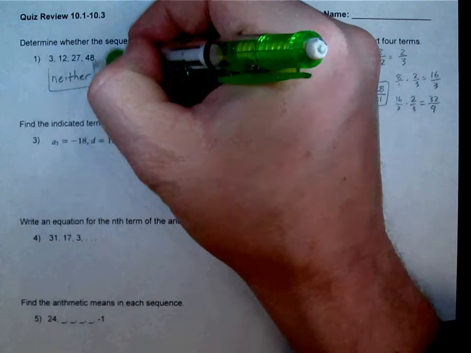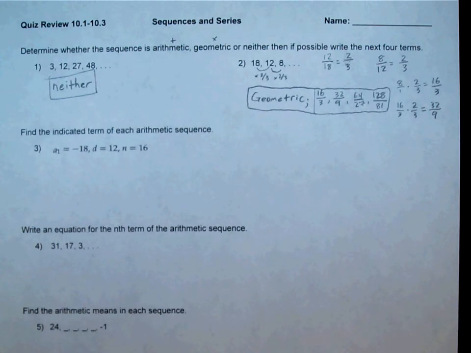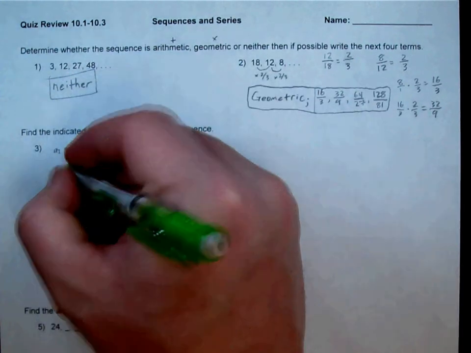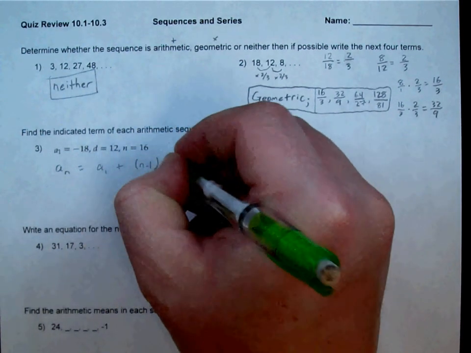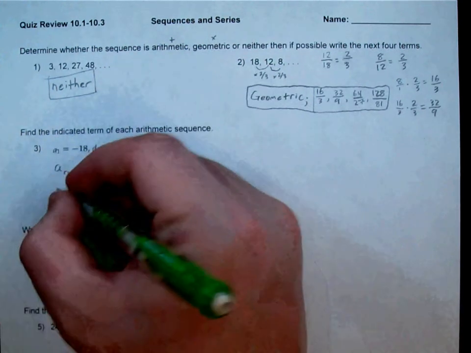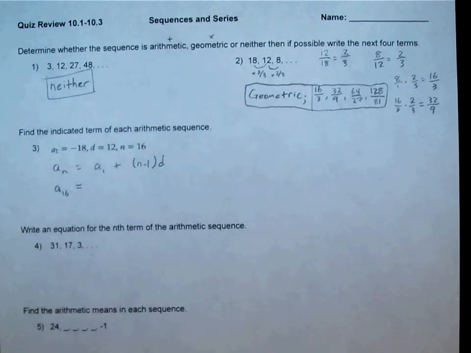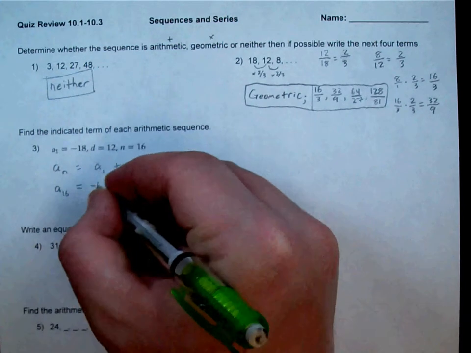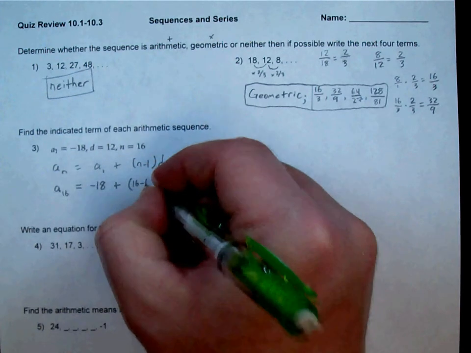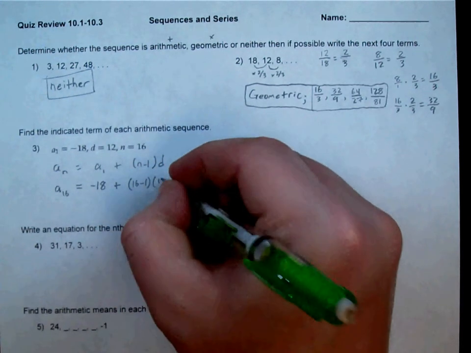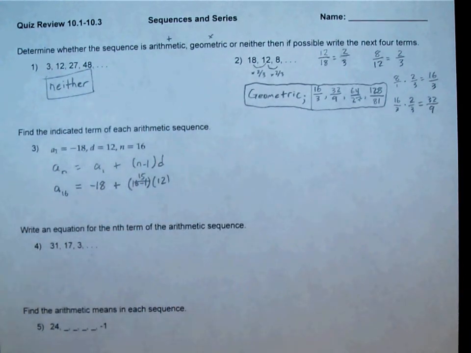Okay, now find the indicated term, in which the indicated term is the 16th term. That's the end. We're just going to use our formula. Our formula is this. It says a sub n equals a sub 1 plus n minus 1 times d. So I'm just going to plug my numbers into that. So n is 16, so I have a subscript of 16, meaning the 16th term is this. a1, which is negative 18, plus, we know n is 16, so 16 minus 1, which is 15, gets multiplied by d, which is 12. So that's 15 times 12 is 180.